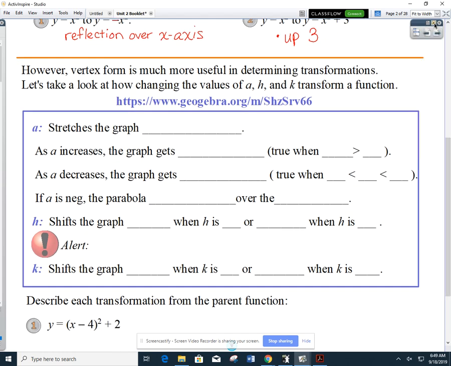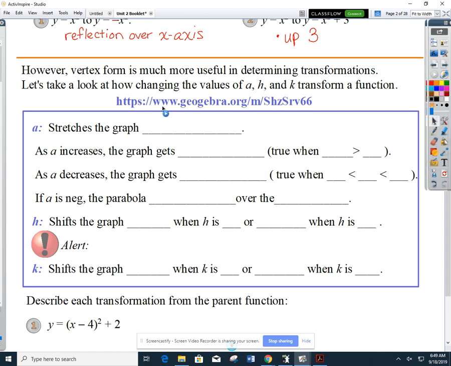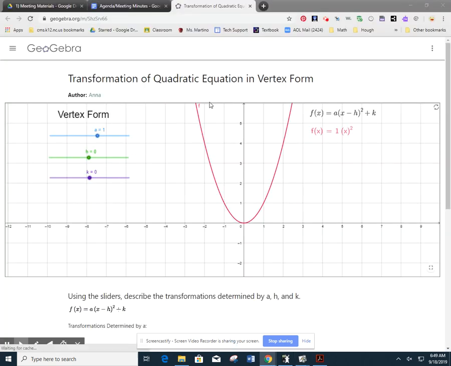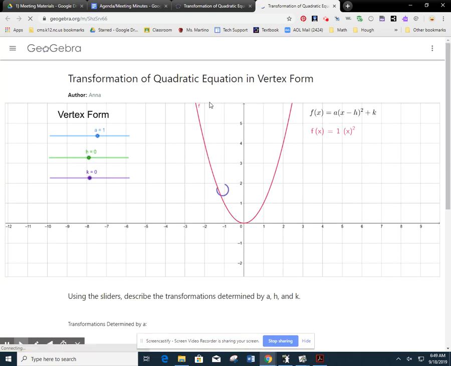They all mean the same thing. Okay, so that's about all we can tell from standard form. So vertex form is much more useful in describing transformations. Take a look at how the changing values of A, H, and K transform a function. So you are welcome to type in this website and play with this website on your own. But you did use one on Desmos last week when Ms. Hunt was here. You had used a similar website.